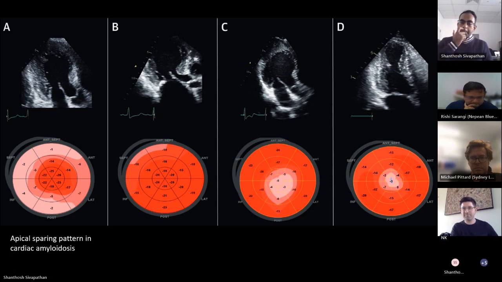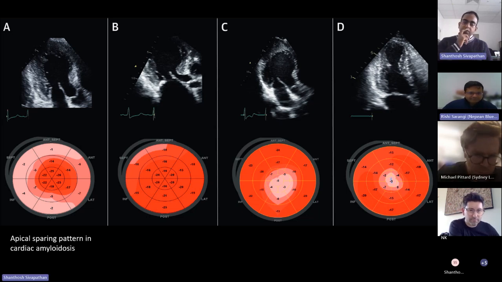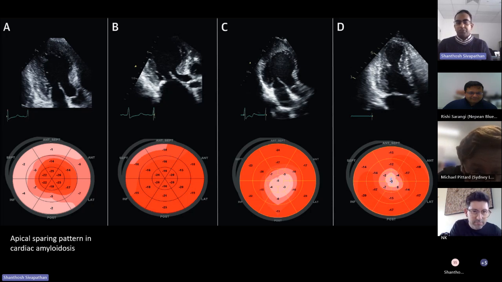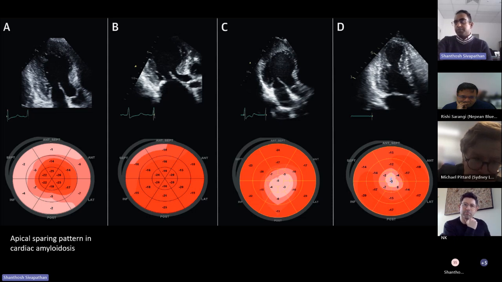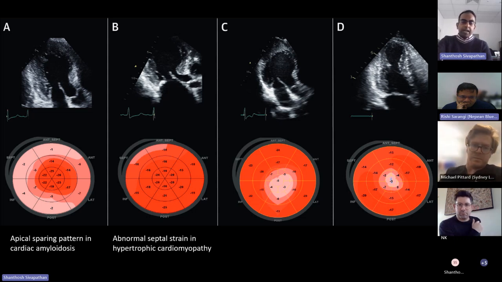The next one. This one's kind of hard because your strain is relatively preserved. You've got some reduction in strain in the anterior septum and septal regions. Looking at the 2D still images, it looks a bit thickened. Is it kind of a hypertension kind of disease? Yeah, it could be hypertensive disease. Yeah, 100%, I would agree. It could also be, you know, hypertrophic cardiomyopathy.